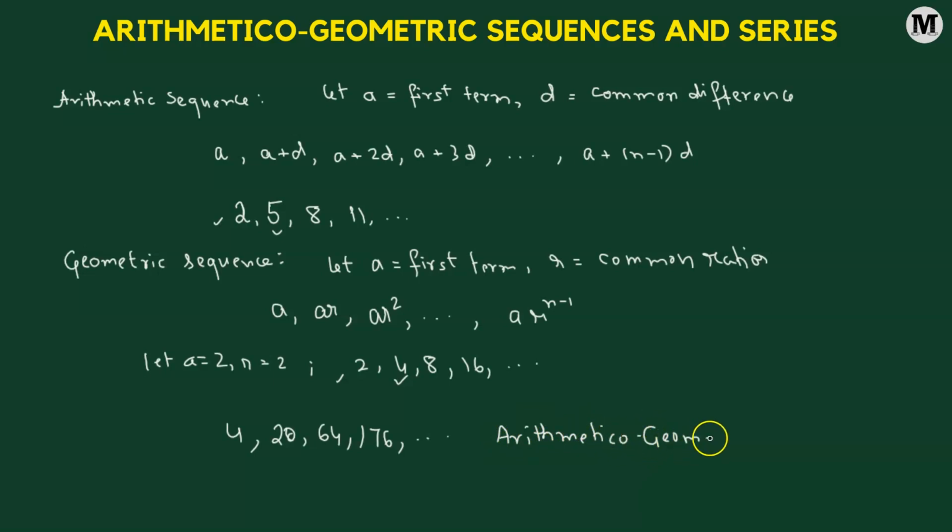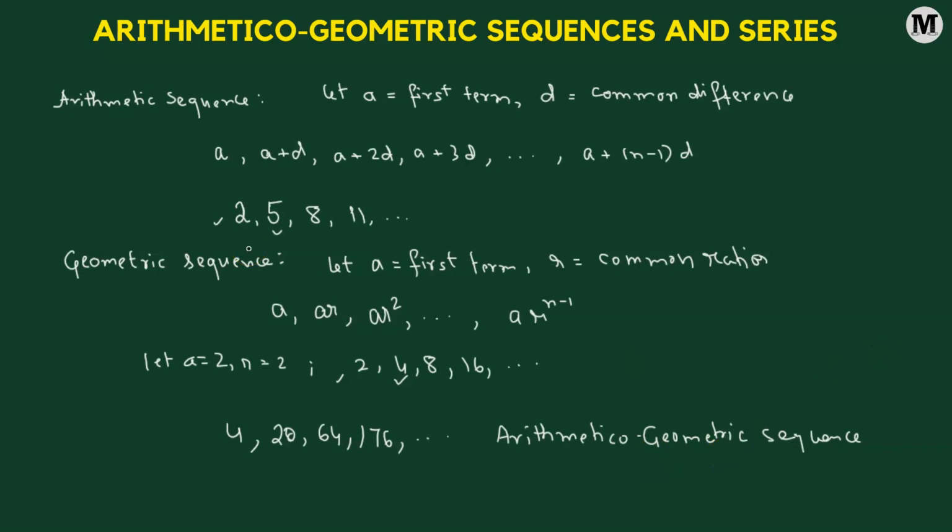Now what we have is a very new type of sequence, and this is referred to as the Arithmetico-Geometric sequence. So, Arithmetico-Geometric sequence has been derived by taking the first term of an arithmetic sequence and a geometric sequence and multiplying them with each other. Then for the second term, we take the second term of each of the two sequences and multiply them together. So we do this to each of the terms, and the new sequence that we get is going to be referred to as the Arithmetico-Geometric sequence.